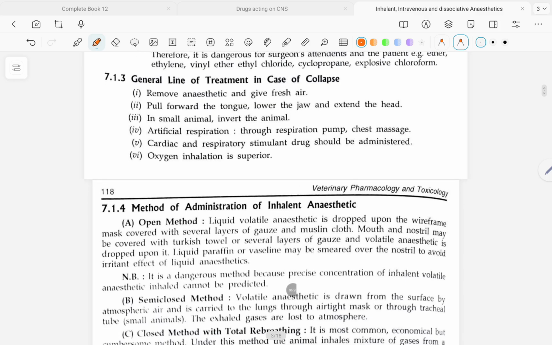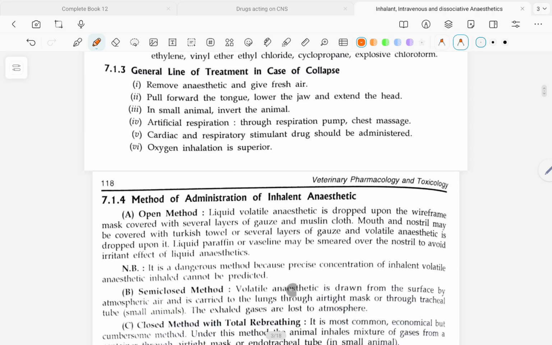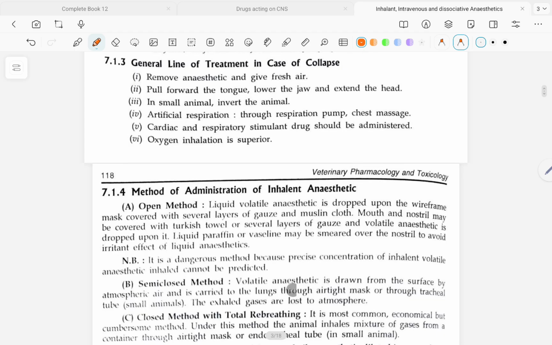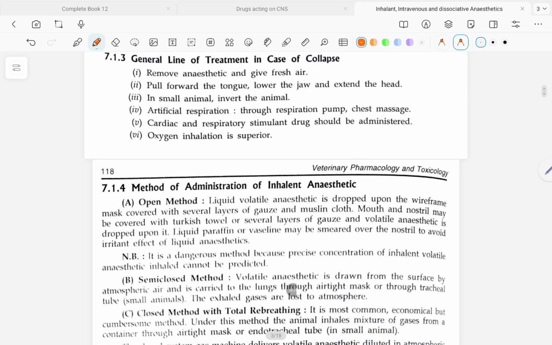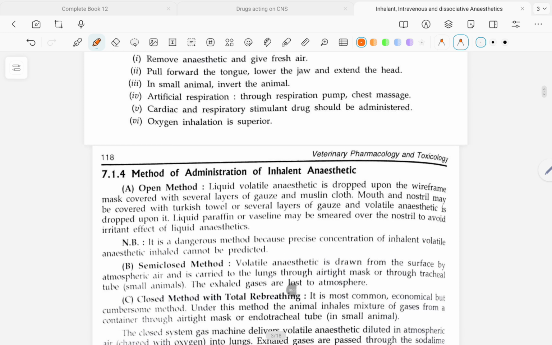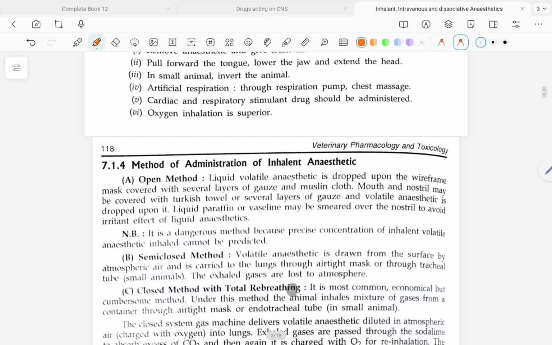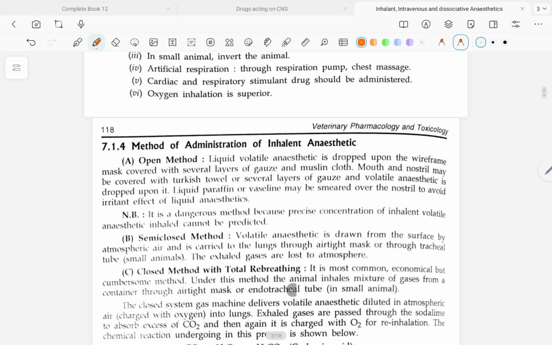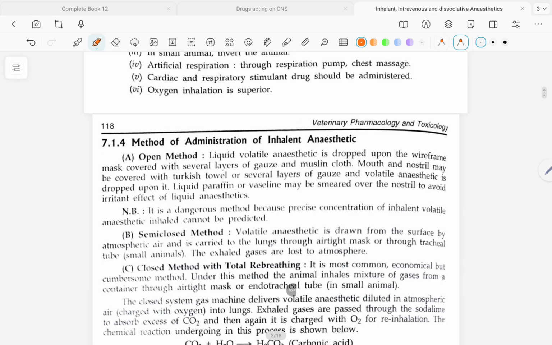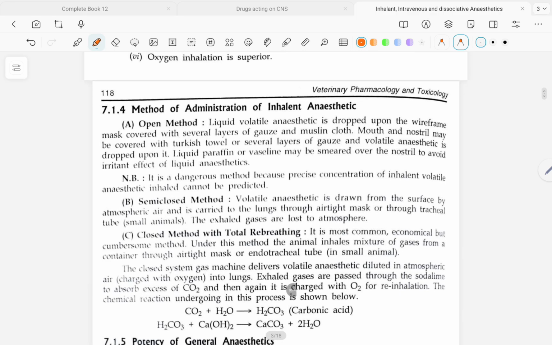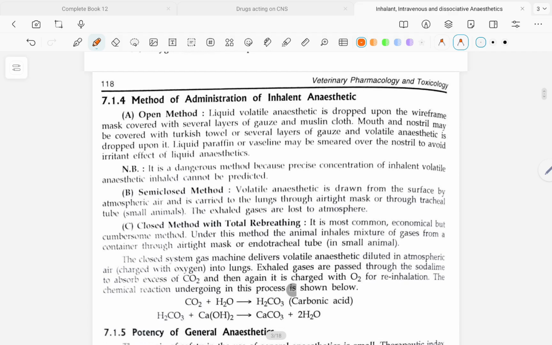General line of treatment in case of collapse. Remove the anesthetic and give fresh air. Pull forward the tongue, lower the jaw, and extend the head. In small animals, invert the animal. Artificial respiration, throat respiration pump, chest massage. Cardiac and respiratory stimulant drugs should be administered. Oxygen inhalation is superior.